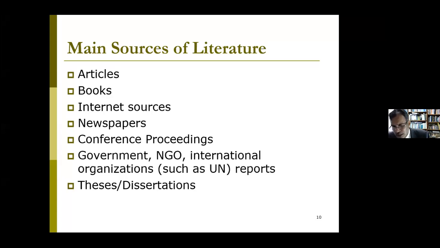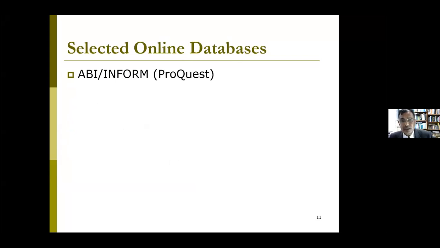Books are used, but the one problem is the books could be written quite some time ago, so it could be outdated. Despite that, if it's a recent book, then we can use it, but not too many. Internet sources, if it is really necessary, then we can use, but not too much. Newspapers also, if it is really necessary and very relevant, then we can use, but also not too many. Conference proceedings, there are cases we can use. And government reports, thesis dissertations also.